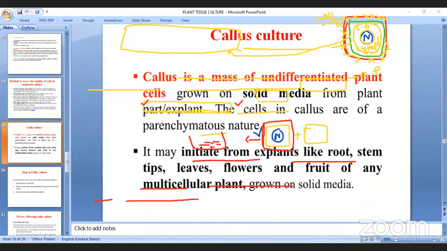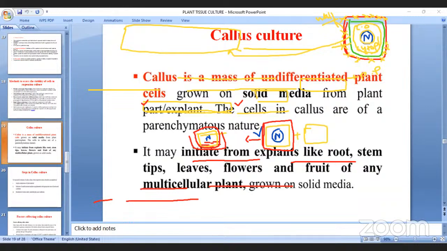What happens if the cell is placed in a high concentration solution? This is the high concentrated solution and the cell: nucleus, cell wall. Actually, this is a full-fledged cell, with the cell content completely filled. Now, when this cell is placed in high concentration, what happens?